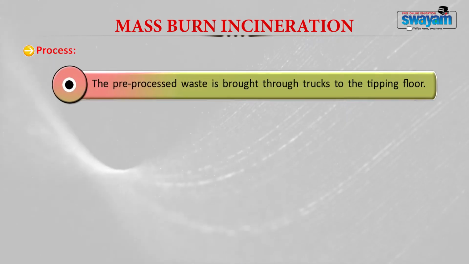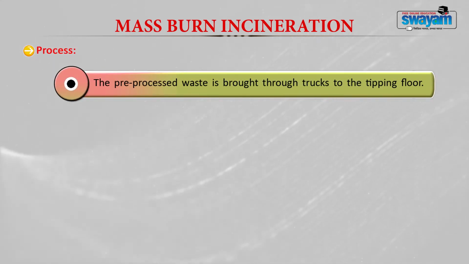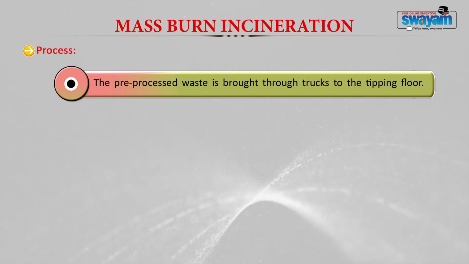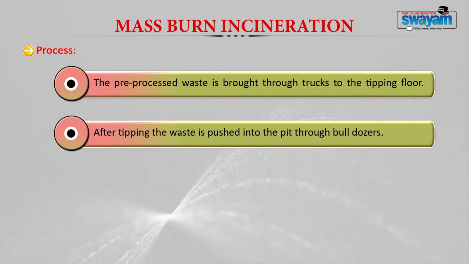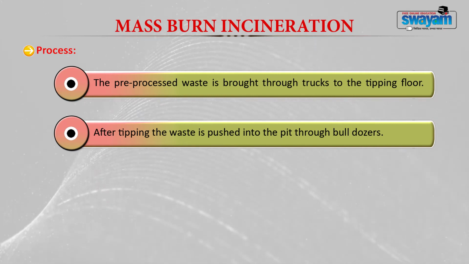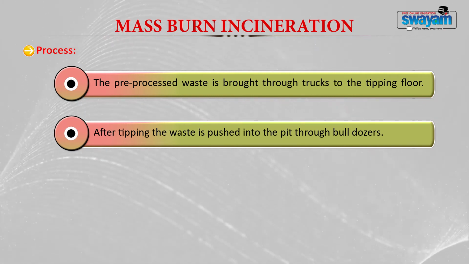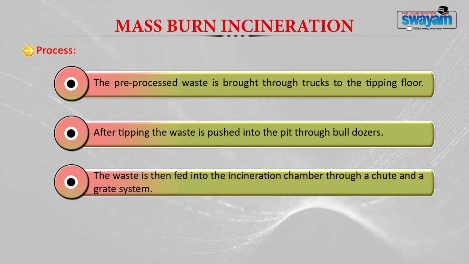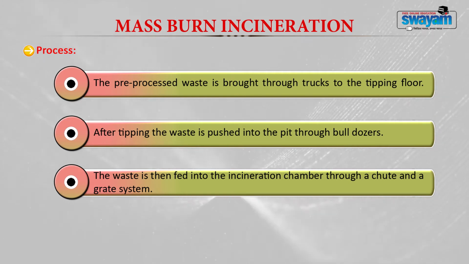Here, the pre-processed waste, that is, the segregated, size reduced or volume reduced waste, is brought by trucks to the tipping floor. Once they are dropped onto the tipping floor, they are pushed into a pit by a bulldozer. Once pushed into the pit, they are slowly fed into an incineration chamber through a chute and a grate system.